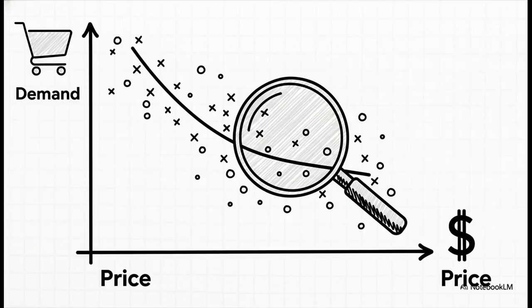So here's where we started. This is the raw data, the before picture. And you can see the pattern right away, can't you? As the price goes up, demand goes down. But look closely. It's definitely not a straight line. It's a curve, just like our fancy model predicted.